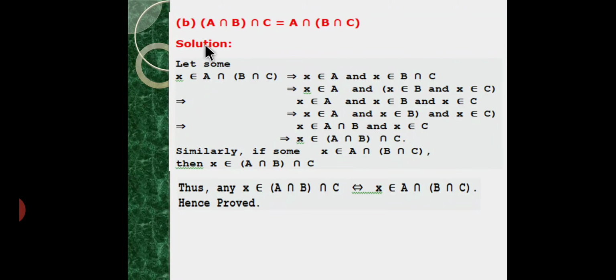So A intersection (B intersection C) is equal to (A intersection B) intersection C. When we have to prove an equal symbol, we just prove A is a subset of B and B is a subset of A, then from that we write A is equal to B.